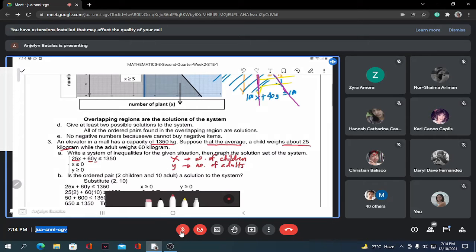And for the capacity, it does not say at most, more than, or less than. It only says a capacity of 1,350 kilograms. So, why does it use less than or equal to?